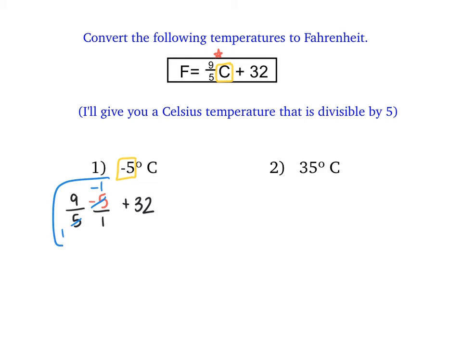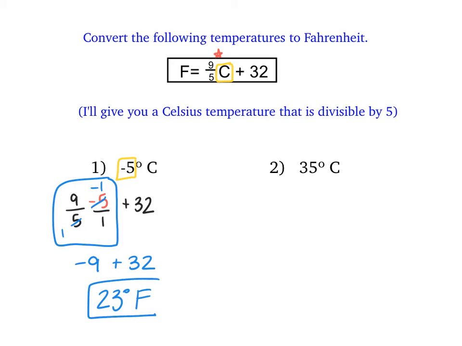So now looking at this multiplication, it's really 9 times -1, which would be -9, plus that 32. And -9 plus 32, those are going to take away from each other. So I'd actually want to subtract in my head 32 minus 9. And that gives me a temperature of 23 degrees Fahrenheit. Positive since I have more positives.